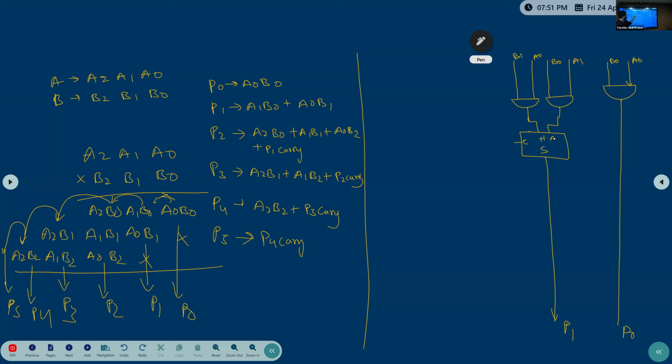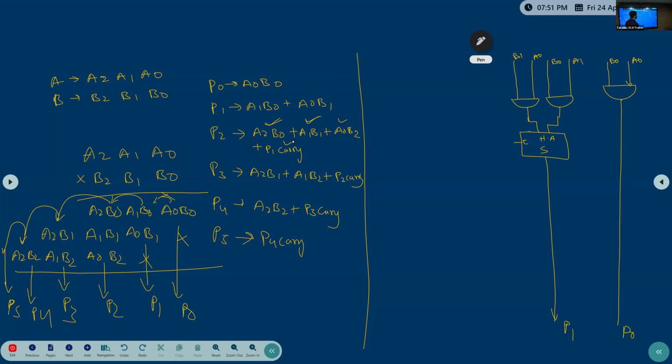Next, A2 B0 and A1 B1. Only with carry can we do it. A0 B2 will be kept separate because we need to do it next time. A full adder can add at most three bits, any three bits, or two bits with the carry. For the extra bit, we need to make one more full adder. I will tell you how.